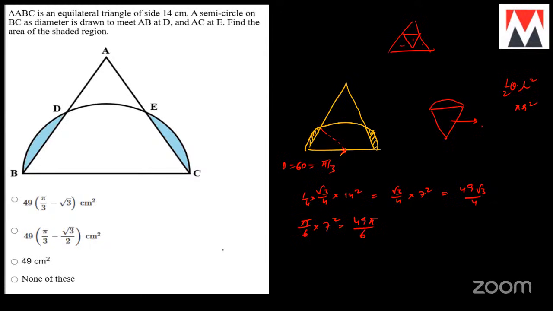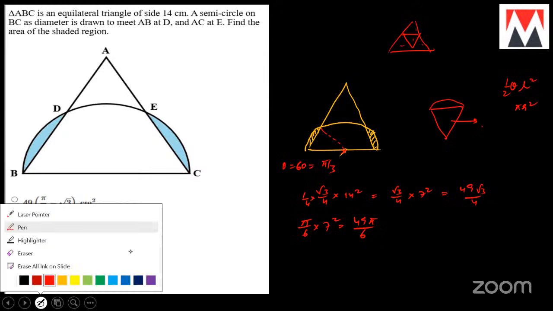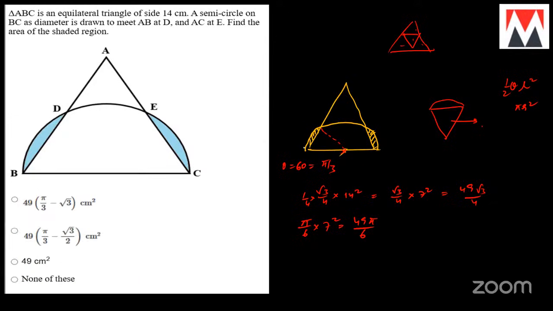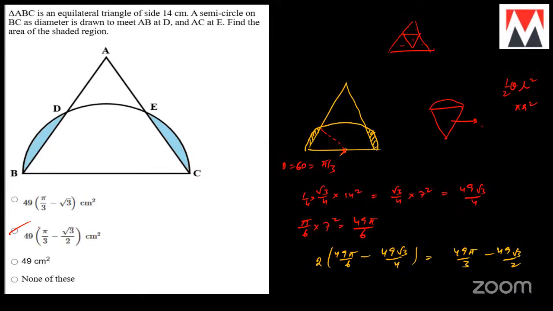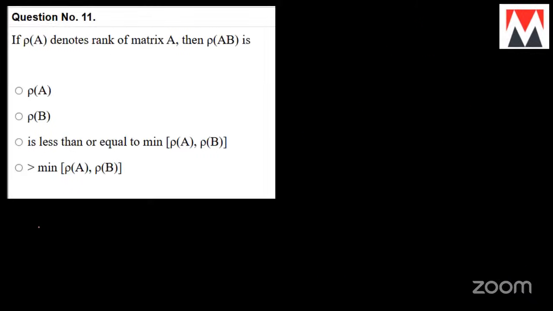So what will be the area? Your overall area is 2 times the area which is given. See, this area and this area, it is 2 times. So it is 2 times of 49 pi by 6 minus 49 root 3 by 4. So you can write 49 pi by 3 minus 49 root 3 by 2. So your answer is B, right? Please do this.